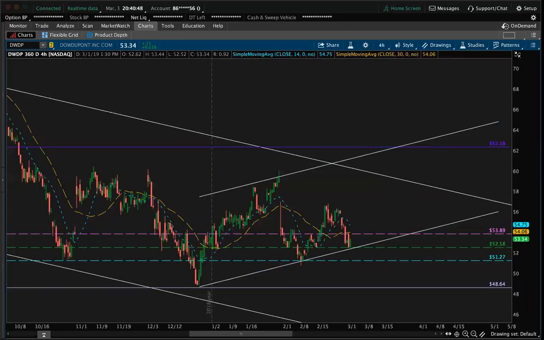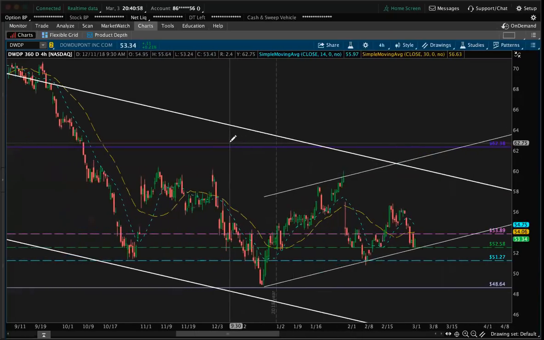So get back over 53.89, 54 is the target. So this is the 4 hour. Let's see how Monday opens. Let's see how this works out. I love this play so far. Everything is looking good. But when it looks too good, doesn't mean it's good, guys. So DWDP is definitely on the list.